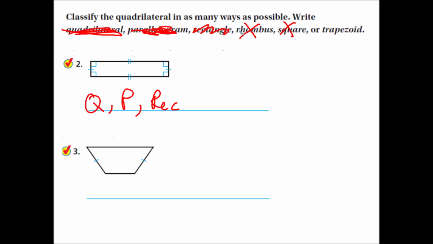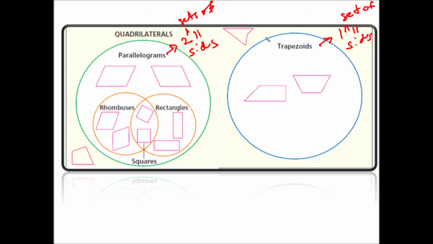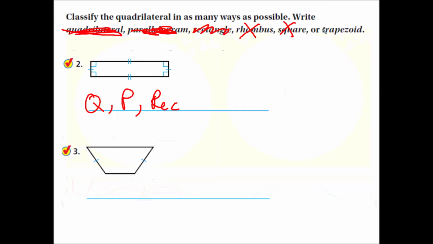Now, if I know it's not a rhombus, I don't even need to check if it's a square, because a square is a type of rhombus. And if I know it's not a rhombus, that means it's not in this circle. So it's not going to be anything that's in this circle, including squares. So is it a trapezoid? Well, a trapezoid has one set of parallel sides, and this has two sets of parallel sides, so it's not a trapezoid. So my answer to this would be quadrilateral, parallelogram, and rectangle.